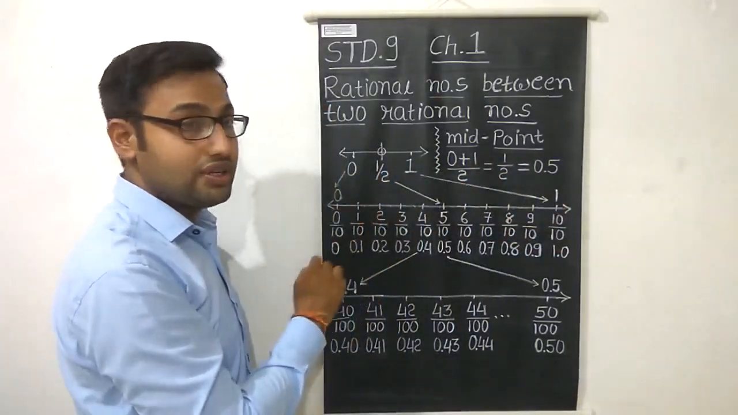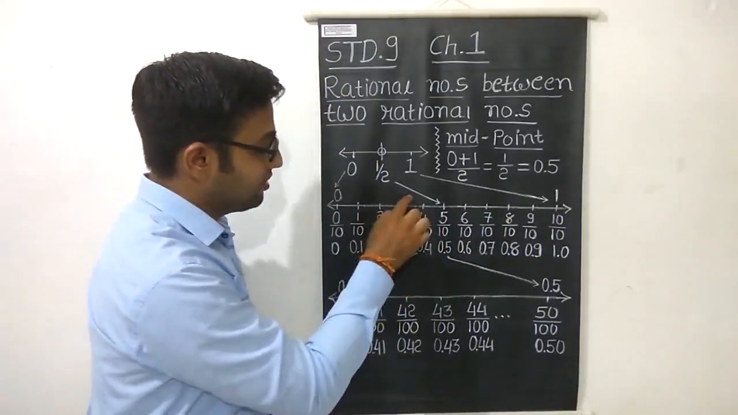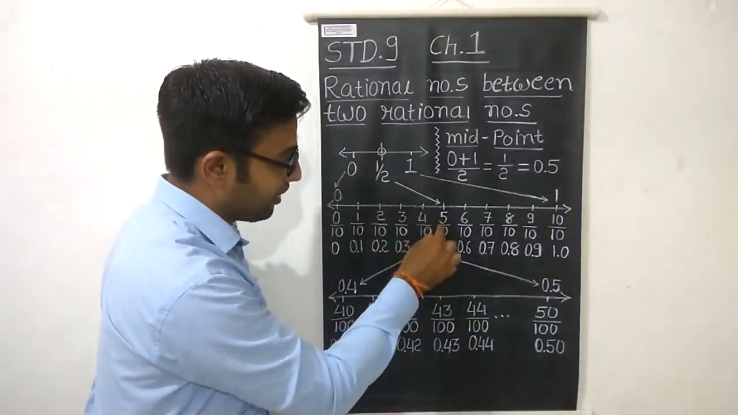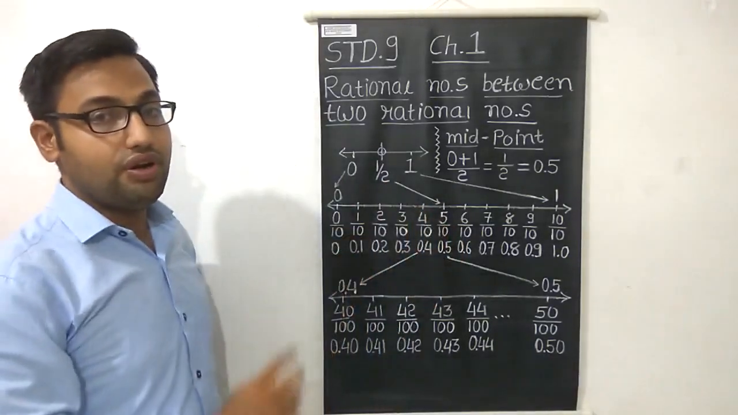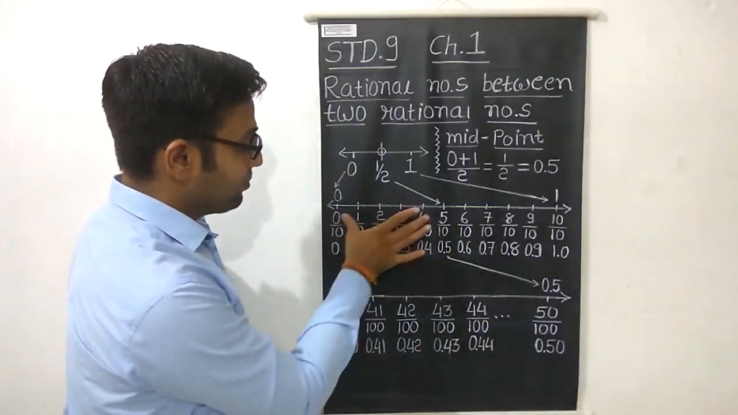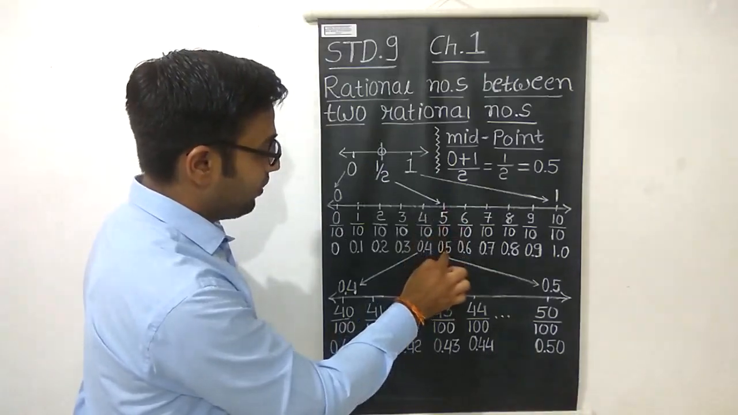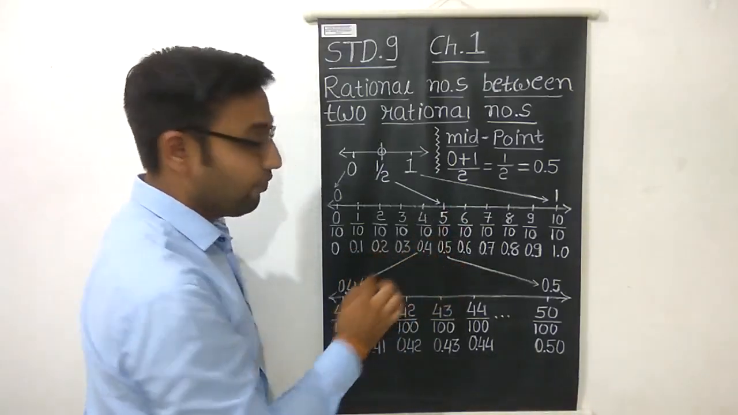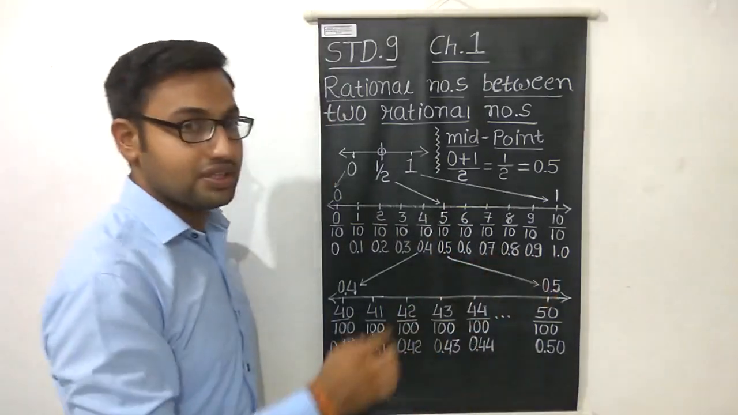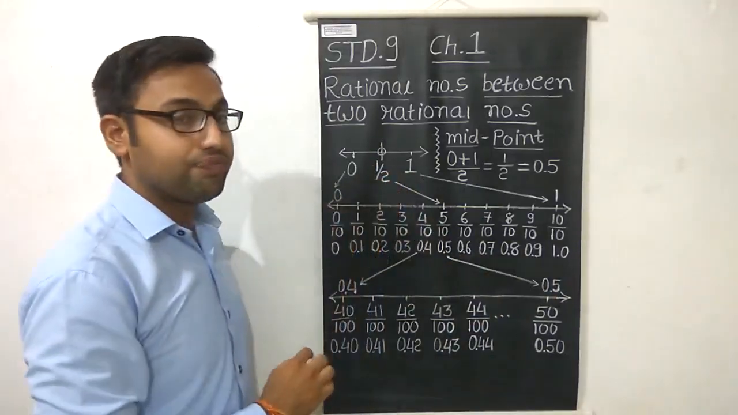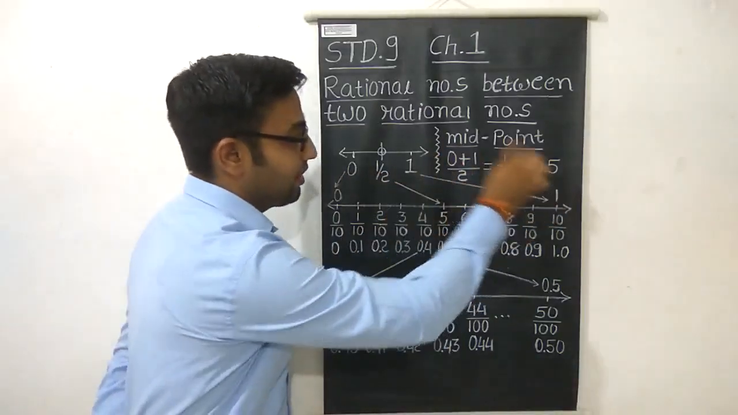Where is our 1 by 2? See here, what is this? This is 5 upon 10. 5 upon 10 means 1 upon 2 because 5 is the common factor in 5 and 10. So by cancelling the common factor, we will get 1 upon 2. Right? So now you can see that this is the midpoint of 0 and 1. Between 0 and 0.5 there are 4 numbers, and between 0.5 and 1.0 again there are 4 numbers. So this is the midpoint. Okay. So to find the midpoint between two numbers you can use this method.